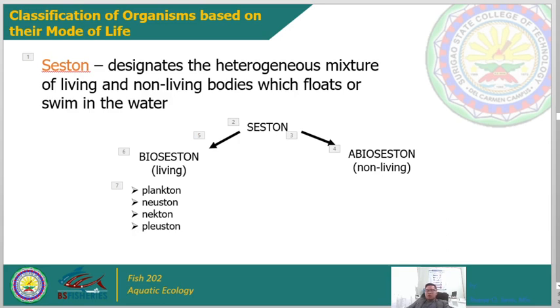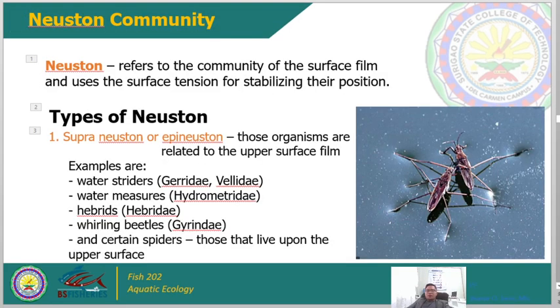So what are neuston? Neuston refers to the community of the surface film and uses surface tension for stabilizing their position. Like for example, kining mga water striders. These are considered as the neuston. So kini sila ang mga nagpuyo dito sa surface film sa water. Okay? So again, neuston are the community or refers to the community of the surface film and uses the surface tension of the property of the water for stabilizing their position. So kining mga organisms are examples of neuston.